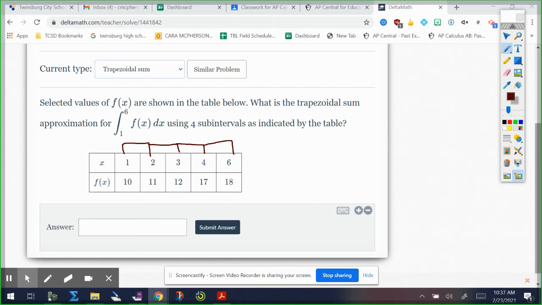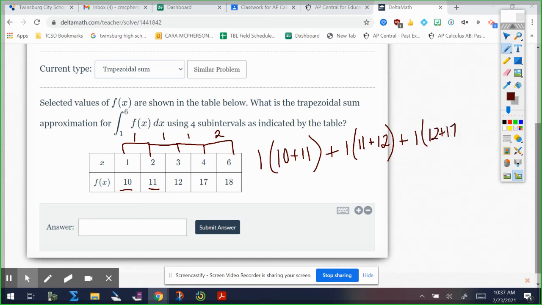So the height of my trapezoid is actually going to be how far apart these are. So 1, 1, 1, and 2. My bases are going to be these. So for my first trapezoid, my bases are 10 and 12 with a height of 1. Then my next one has a height of 1, and my bases are 11 and 12 because I'm using each base, the left and the right side. My next one is still 1 for the height, and I'm using 12 and 17.